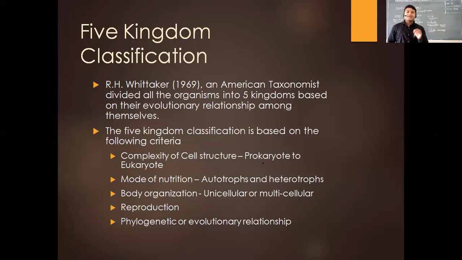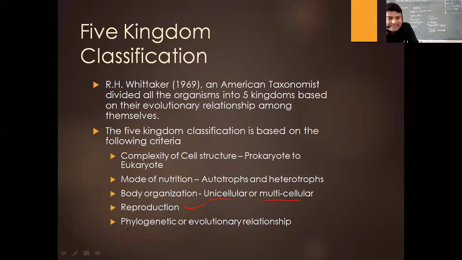The first criterion is the complexity of the cell structure, whether it is prokaryotic or eukaryotic, simple organisms or complex organisms. The second was the mode of nutrition, like autotrophs or heterotrophs. Can they prepare their own food, or are they dependent on others? Again, these things you already know. The third point was the organization, whether they are unicellular or multicellular organisms. And the next criterion was the mode of reproduction, sexual or asexual.